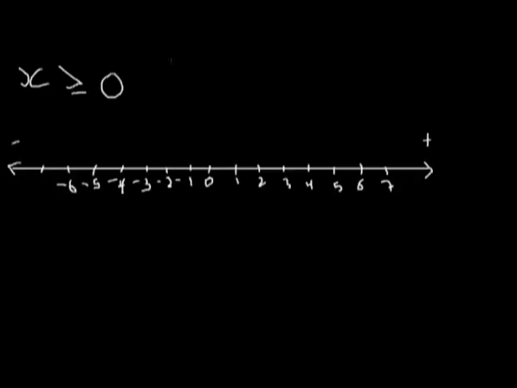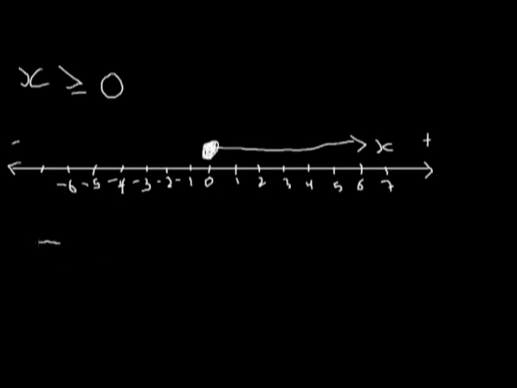x is greater than or equal to 0. So x is greater than or equal to 0. Closed circle. It will be towards the positive infinity. x is all the values that are greater than 0, greater than or equal to 0, including 0.